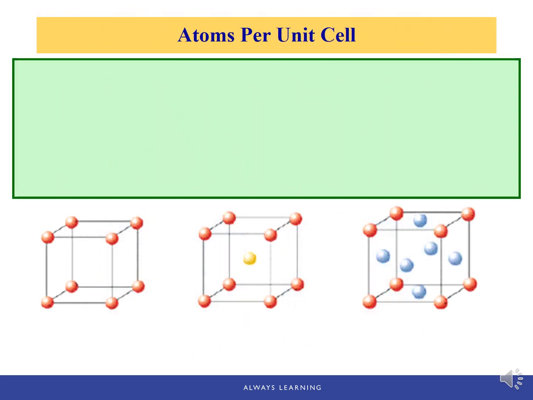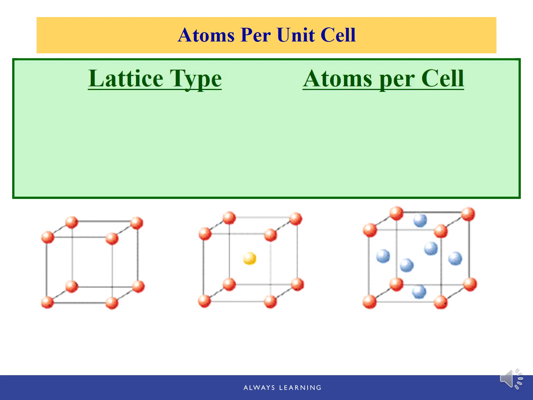Let's count the number of atoms per unit cell for different crystal structures. First, let's take a look at the simple cubic (SC) structure. For the SC structure, there's only one type of atom, which are the corner atoms. So there are 8 corner atoms, and each corner atom is counted as 1/8. Therefore, there's only one atom per unit cell.